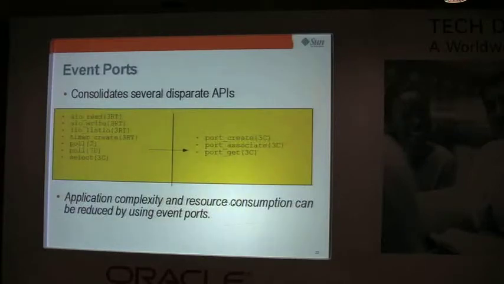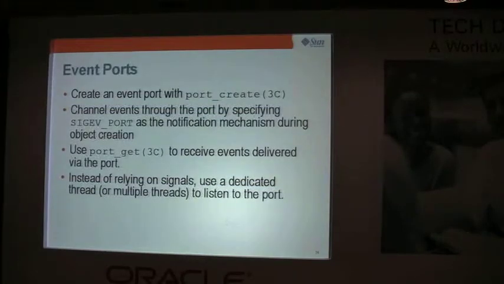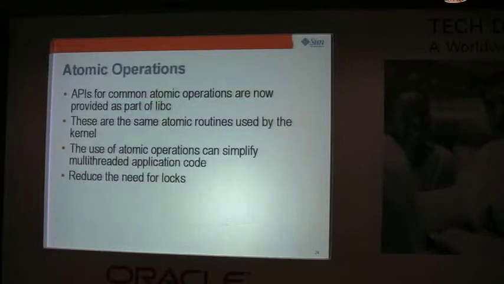So instead of having all these APIs, I now have 3 APIs I need to use: port create, port associate, and port get. Easy, straightforward. I don't have to care if it's a signal, a select, a poll, a timer, or whatever. It's the same APIs. Out of time, I think I'm going to move along here.